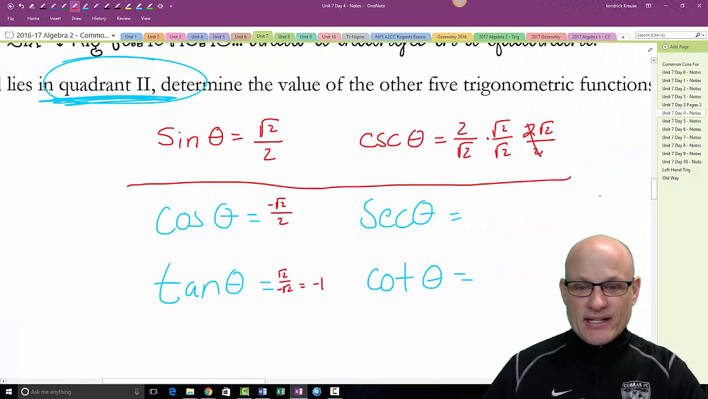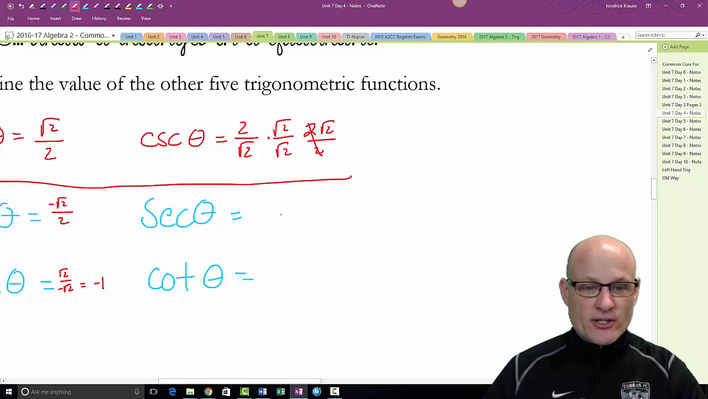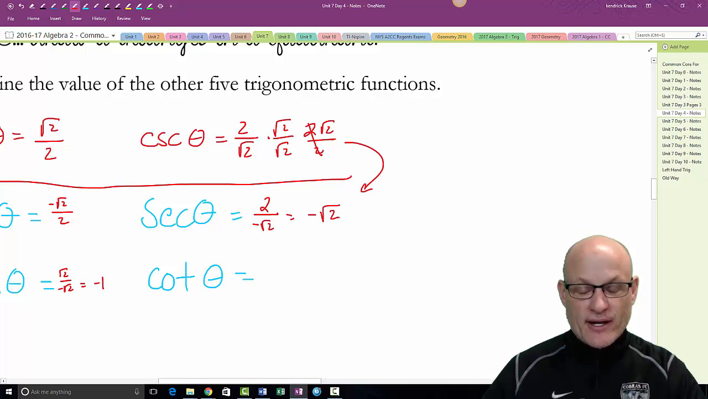Now, cosecant is just the reciprocal of these. So this is going to be 2 over negative radical 2. Based on our work up here, we should know that this is just going to be negative radical 2. And you're going to get used to that. It's a little bit easier.